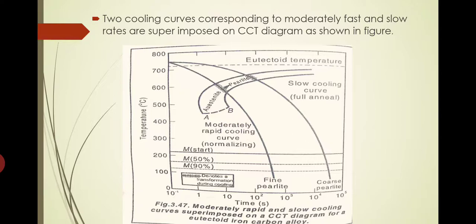So here I have shown you two cooling curves. One is slow cooling, or furnace cooling, we will simply call. The other one is moderately rapid cooling, I think air cooling. Cooling by the air, or the specimen is directly kept in the open atmosphere. Air is passing over this one, no forced air is passed over it. By natural convection, the cooling will take place. That is what is known as air cooling.